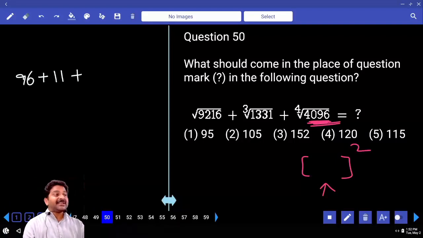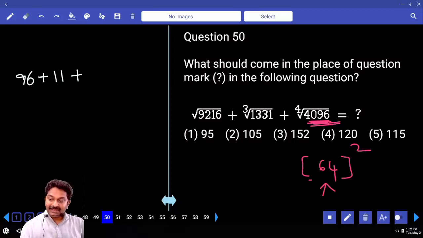Understood? What is 60 square? Our under root value is more than that. What is 70 square? Our number is less than that. So that has to be between 60 and 70. And between 60 and 70, which perfect square is there? So it has to be 64 square only.